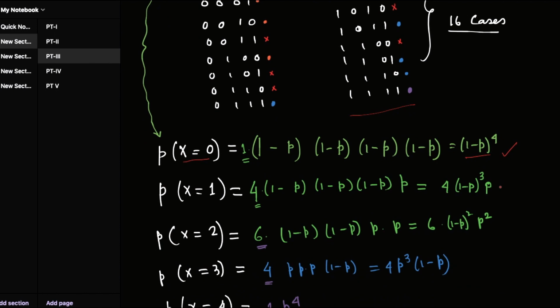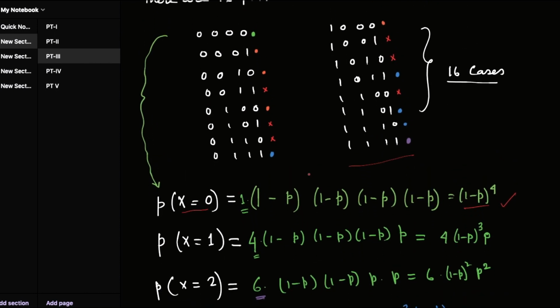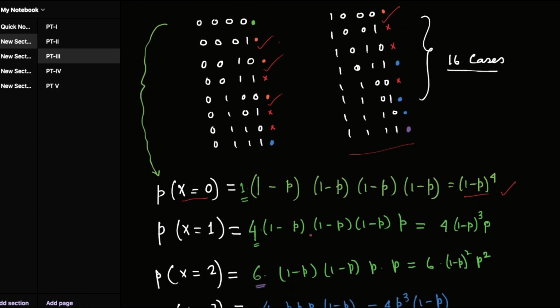And x equals 1, that means 1 hit. What will be that case? 1 hit, this is the case. And 1 hit, this is the case. 1 hit, this is the case. 1 hit, this is the case. How many cases? 1, 2, 3, 4. So 4 times, and in each case the probability is: failure probability 1 minus p, 1 minus p, and success is p. And what is the probability of getting exactly 1 hit? That is 4 times 1 minus p times p.